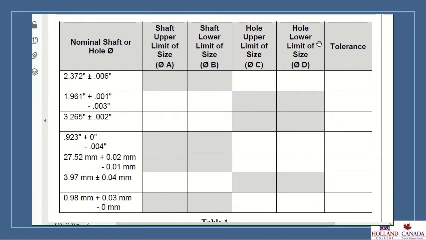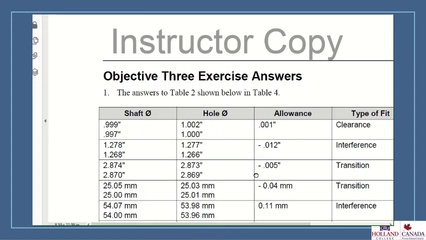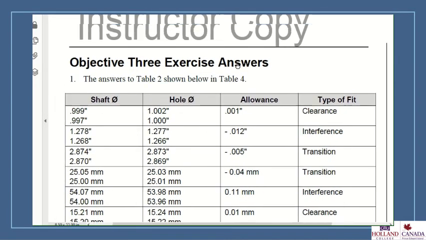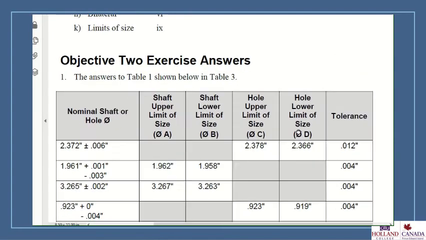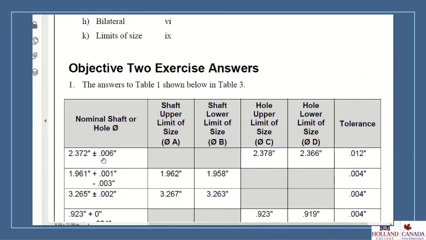So 2.372 minus 0.006 would be 2.366, I think. Let's take a quick peek. Yeah, okay. So if we were calculating that one, we would have 2.378 as our upper limit, 2.366 is our lower limit. So our tolerance, because we're going to subtract those, remember, we're going to get 0.012.